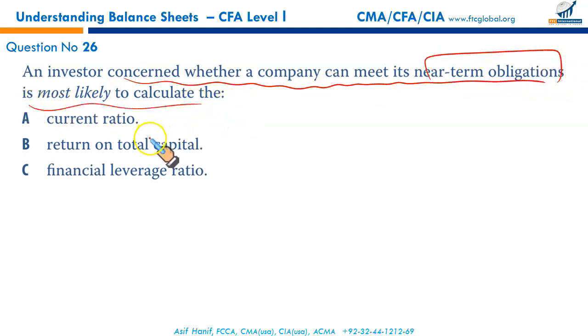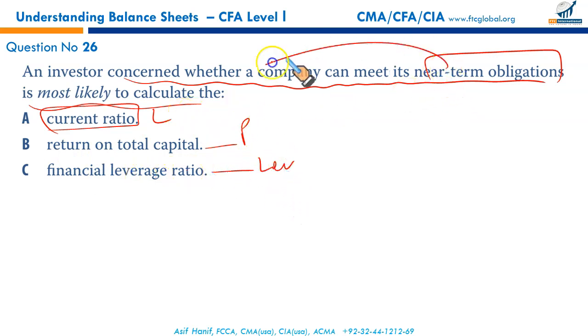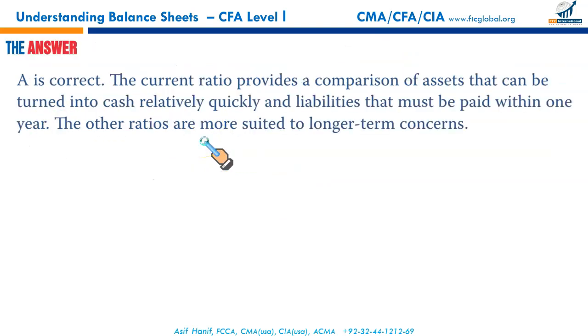An investor concerned whether a company can meet its near-term obligations is most likely to calculate the liquidity ratio. Current ratio is a liquidity ratio. Return on capital is a profitability ratio. Financial leverage ratio is a leverage ratio. So since we are interested in the company's ability to pay its current obligations, it's the current ratio we're talking about, A.